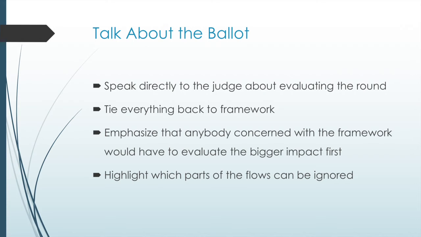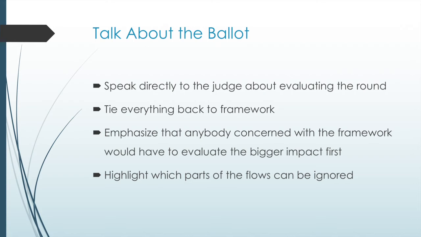So the fourth and last step of making a weighing claim in a vacuum is to talk about the ballot. This is when you speak directly to the judge about evaluating the round. I don't mean you should be using their name or calling them out specifically, but just imagine that you are speaking directly to somebody that has to make a decision right now, and you're going to tie everything back to framework. So for instance, if the standard is minimizing structural violence, you're going to want to say, so if we are really trying to take the action that best minimizes structural violence, it's obvious that we need to be evaluating X before Y.